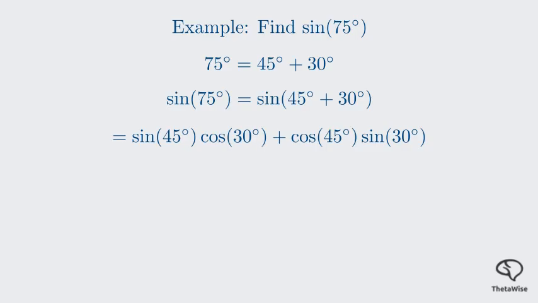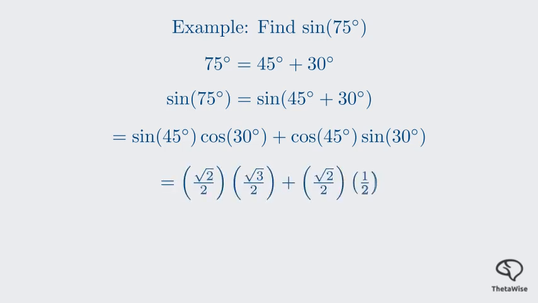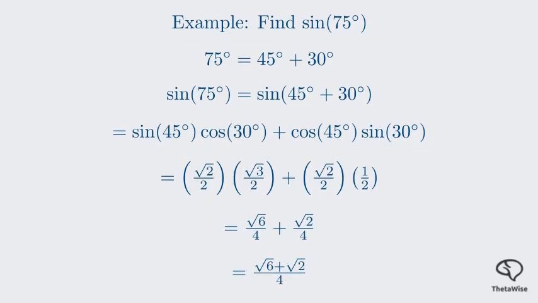Plugging in our angles, we get sine of 45 degrees times cosine of 30 degrees plus cosine of 45 degrees times sine of 30 degrees. Now we substitute the exact values from our special triangles. Sine of 45 is root 2 over 2. Cosine of 30 is root 3 over 2. Cosine of 45 is root 2 over 2. And sine of 30 is 1/2. Multiplying the fractions, we get root 6 over 4 plus root 2 over 4. Combining them, the exact value of sine of 75 degrees is root 6 plus root 2 all over 4.